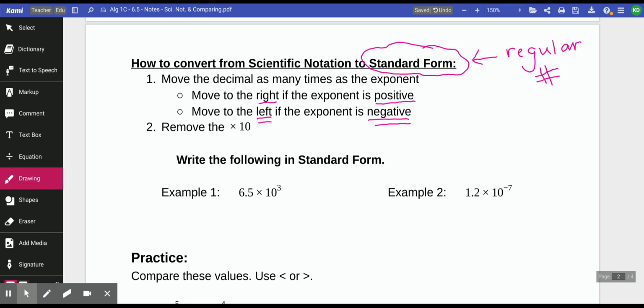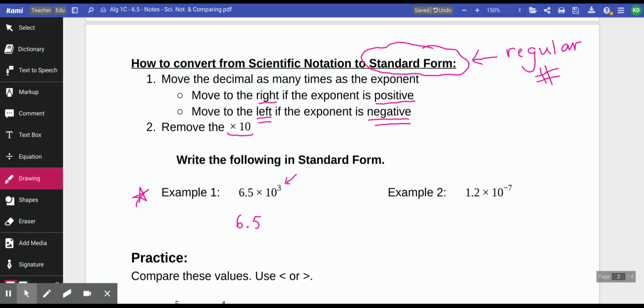And then we take away that times 10 to the, right? We just take that whole part away. We're just going to take that first number. I'm looking ahead at our first example here. We're going to take that first number and just write that, move the decimal, and write our answer. So here's how I would do this one. I'm just going to start with my 6.5, right? I'm looking here, but I'm not writing that part.